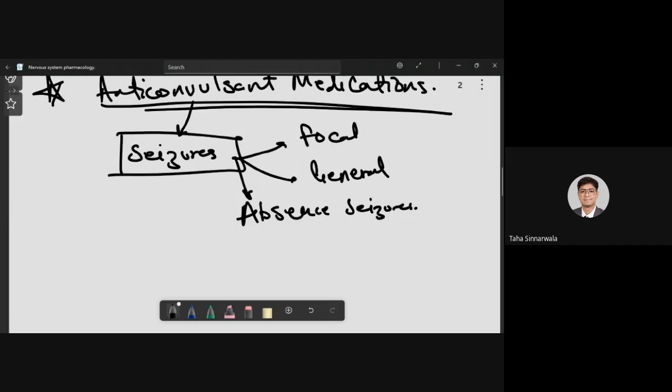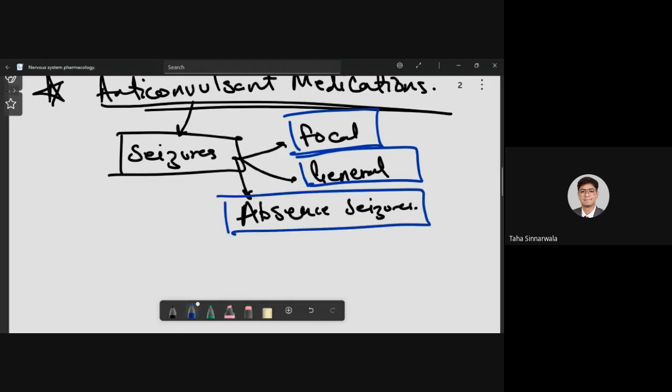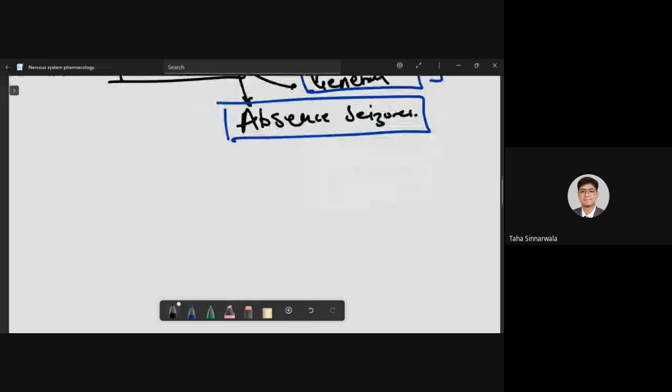So these are the different classifications of anticonvulsant medications: medications which will only work on focal seizures, medications which will work on generalized seizures, medications which work on absence seizures, and medications which work on both of these together. Now let's try to figure out what these medications are. The first medication is one which you would have heard the name of a lot. It's called phenytoin.